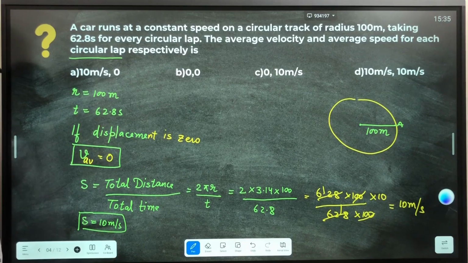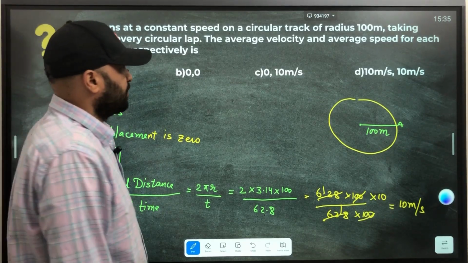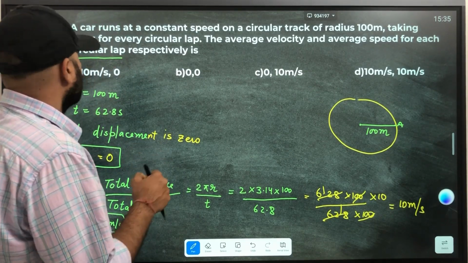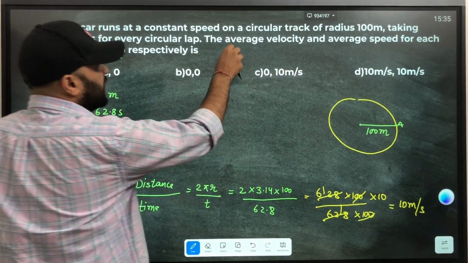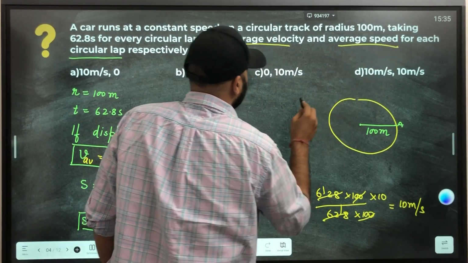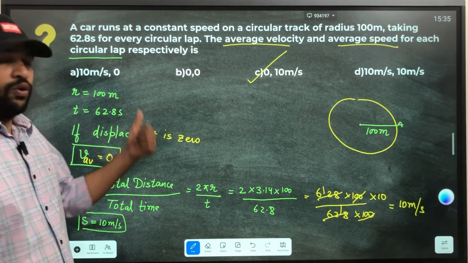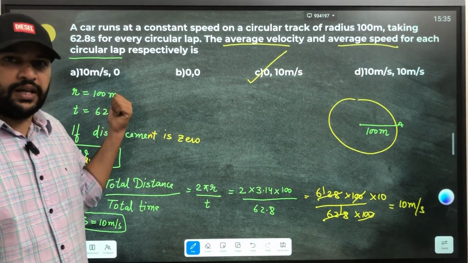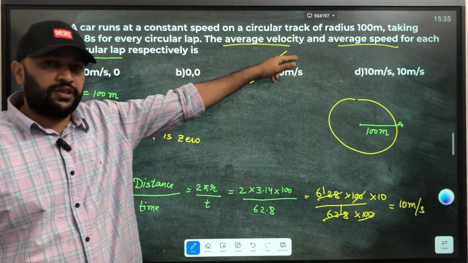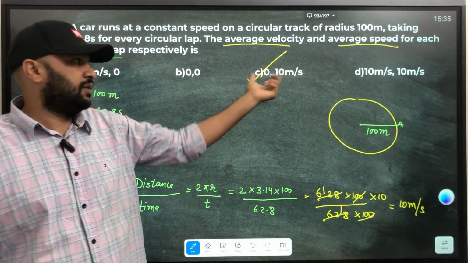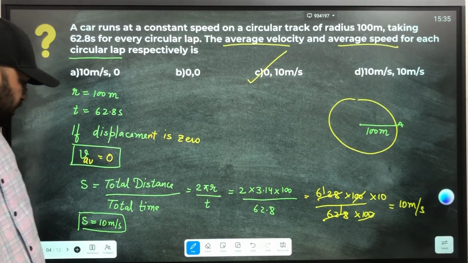Average velocity is 0. I hope this is clear. Let's see which option is correct where the average velocity... Okay, so first they have written velocity and then they have written speed. So here this option is correct. The average velocity is 0, and so I hope you understood why option A is not correct, right? Because they are talking about average velocity and then average speed. So average velocity is 0 and then average speed is 10 meter per second. I hope this is clear.